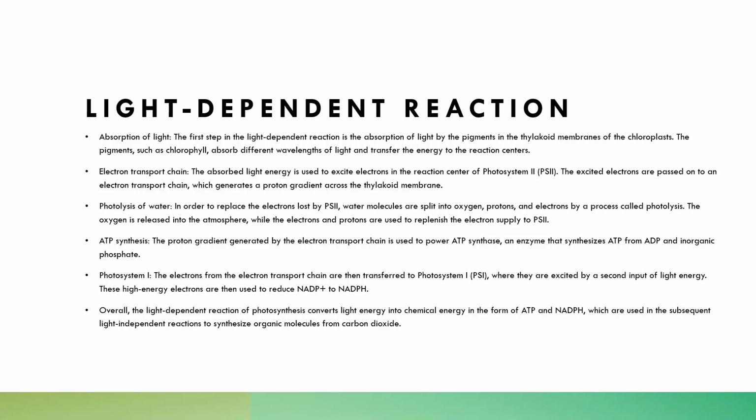The oxygen is then released into the atmosphere, while the electrons and protons are used to replenish the electron supply to photosystem 2. The proton gradient generated by the electron transport chain is used to power ATP synthase, an enzyme that synthesizes ATP from ADP and an inorganic phosphate. The electrons from the electron transport chain are then transferred to photosystem 1, where they are excited by a second input of light energy. These high-energy electrons are then used to reduce NADP+ to NADPH.